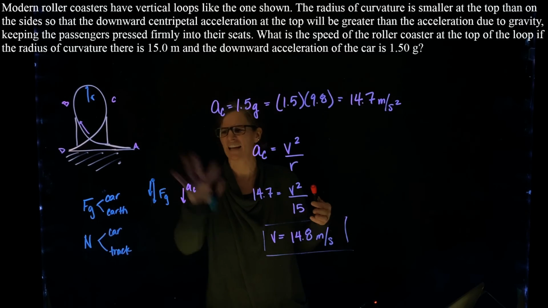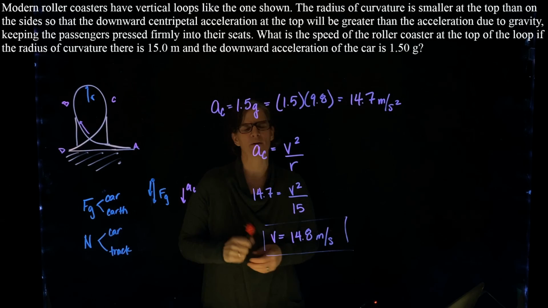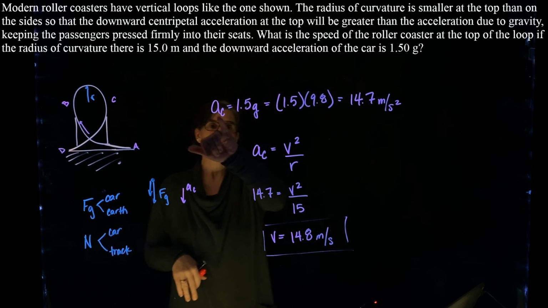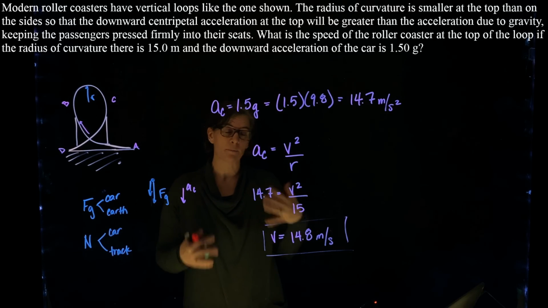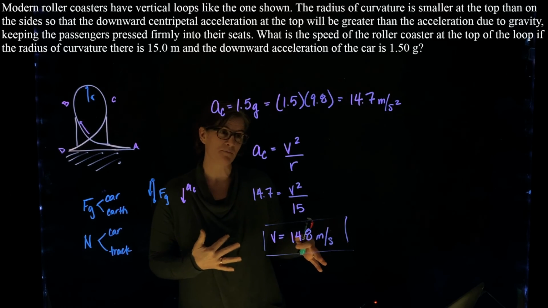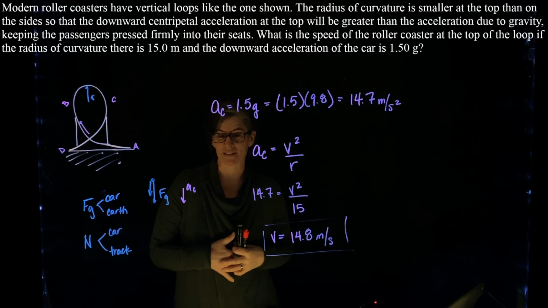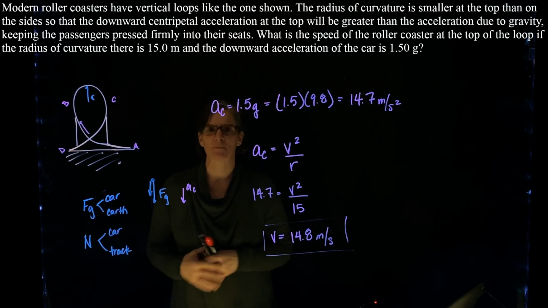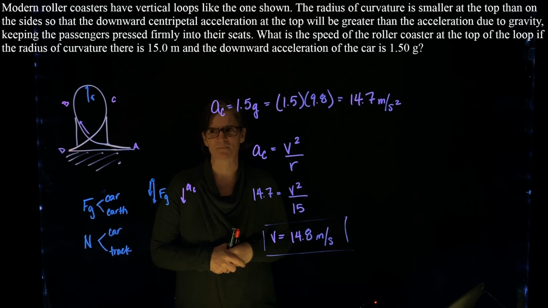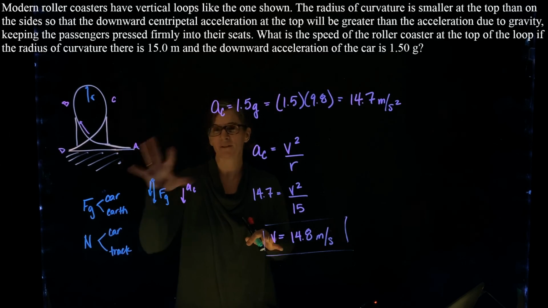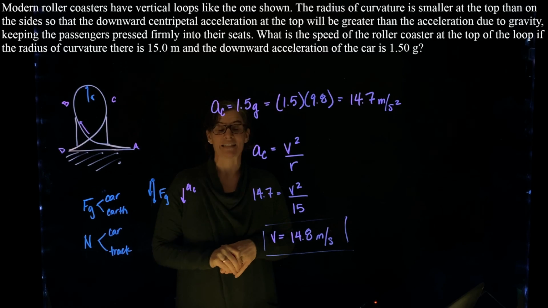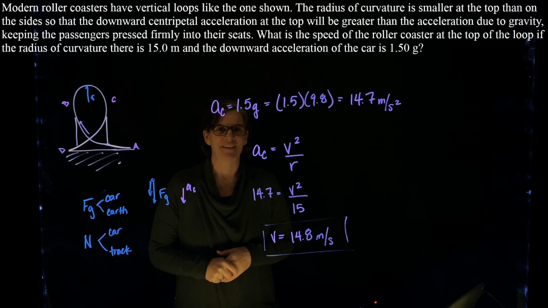So recognizing that at the top of the loop, all the forces are in the downward direction, it's kind of fun just to rethink about what those forces must be related to. We know that the centripetal acceleration on that person is 1.5 times g. That's given in the problem. So we know that's 14.7 meters per second squared, and that has to be related to the speed in our relationship for centripetal acceleration. So pretty straightforward problem, but really kind of thinking about how those forces interact with each other at the top of that roller coaster. All right, good job.